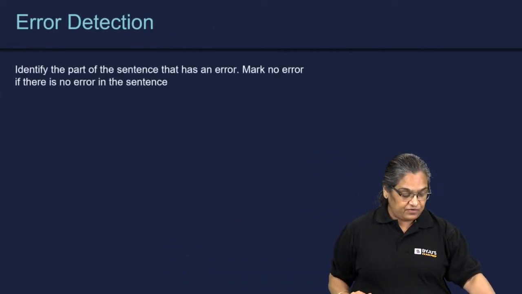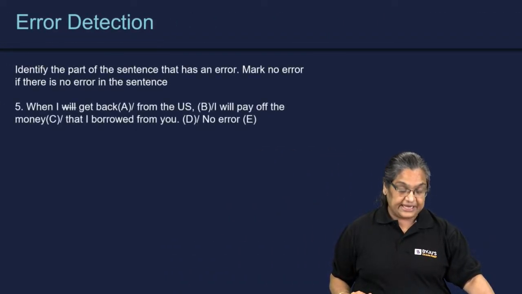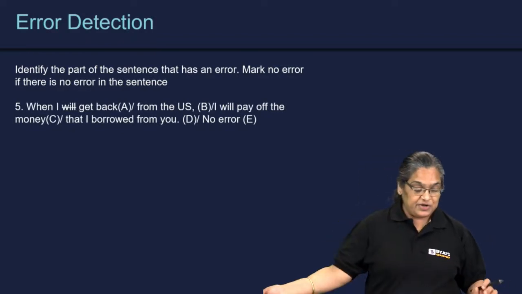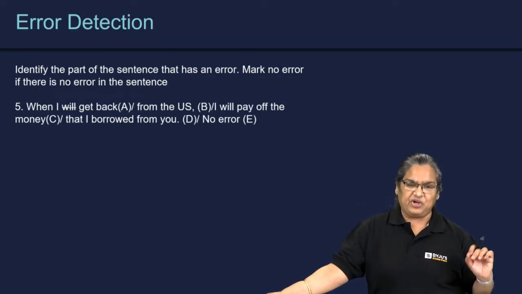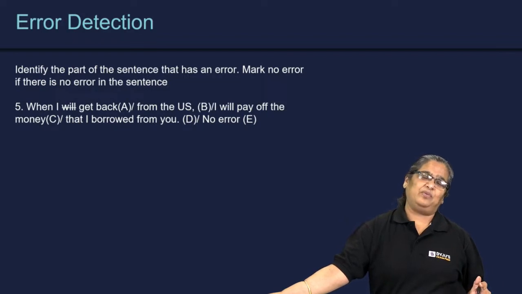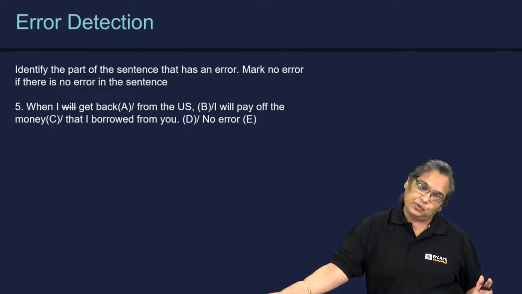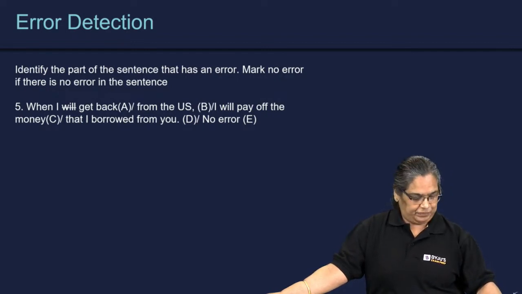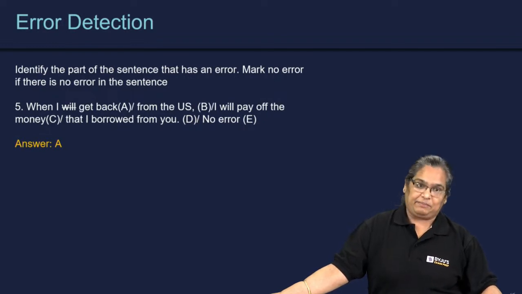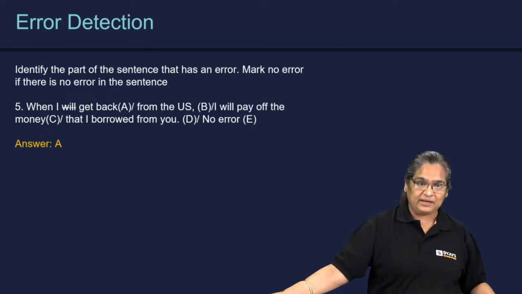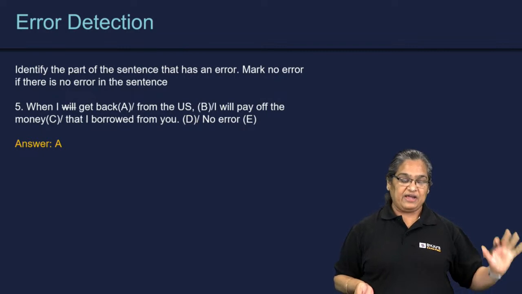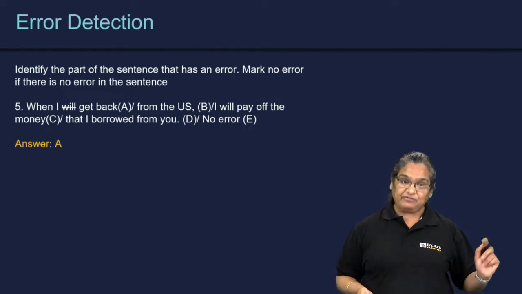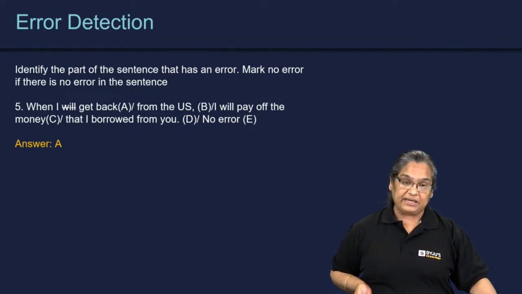All right. This was taken from a previous exam. This is an examination question, which is why I chose it, because we also felt that pay back would be better. But pay off a loan, so pay off the money that I borrowed from you, there's nothing wrong with that, though pay back would have been better. All right. When I get back, no will. Okay, good. So 5A is the answer. When I get back from the US, I'll pay off the money that I borrowed from you. Good.